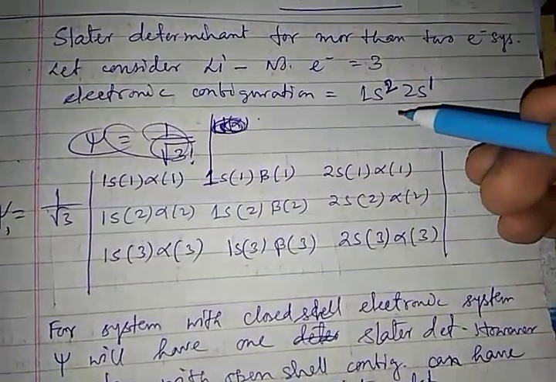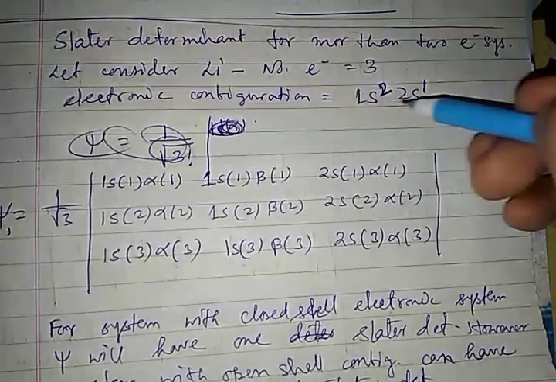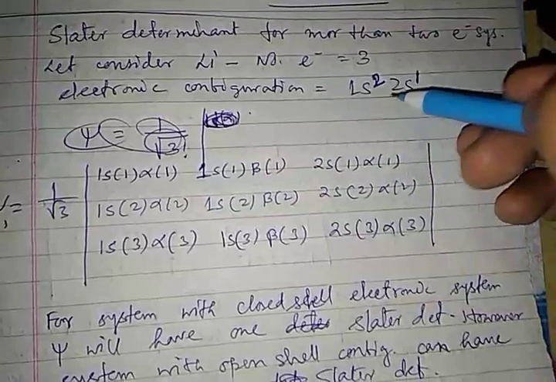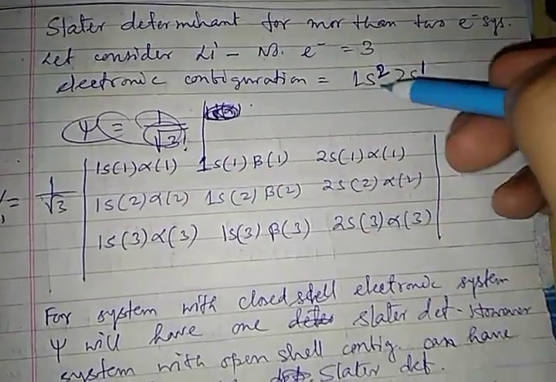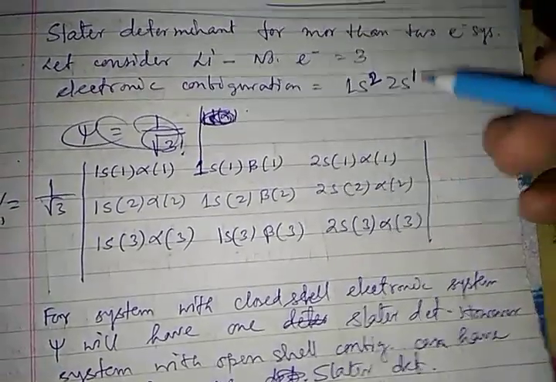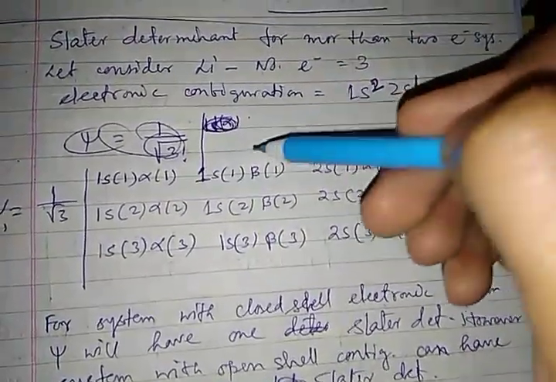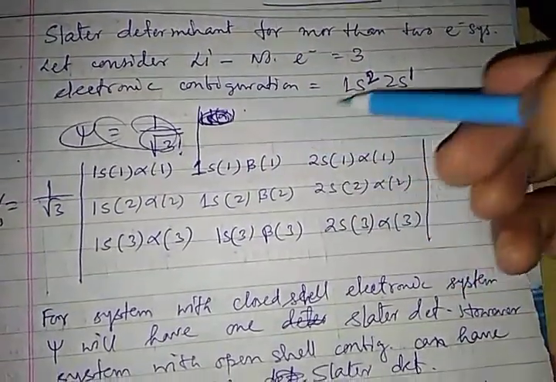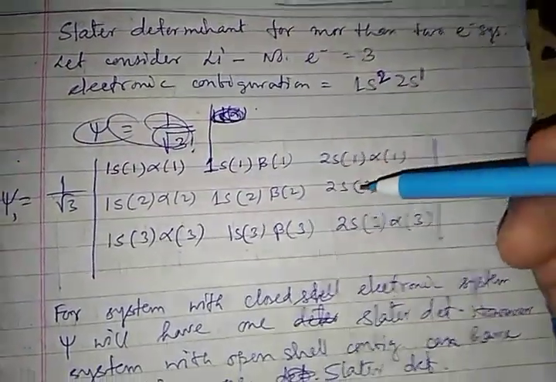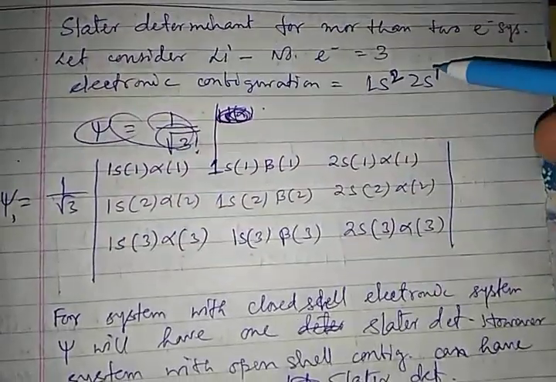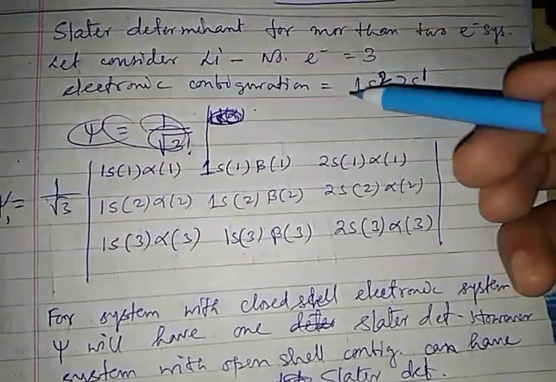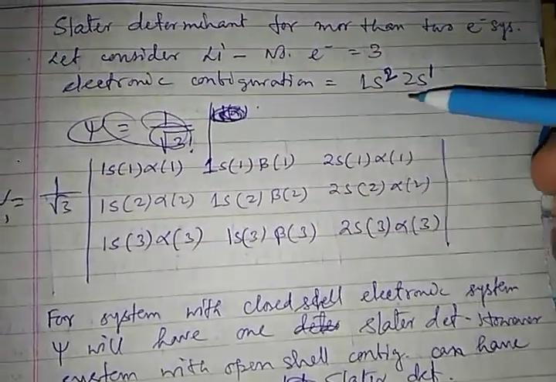Alpha beta spin, or alpha alpha spin, or beta beta spin. Again, in the third case, the 2s1 electron may be alpha, may be beta. So an alpha alpha alpha combination, a beta beta beta combination, an alpha beta alpha combination, or numerous other combinations are possible. So in the case of this lithium, we will have more than one Slater determinant.